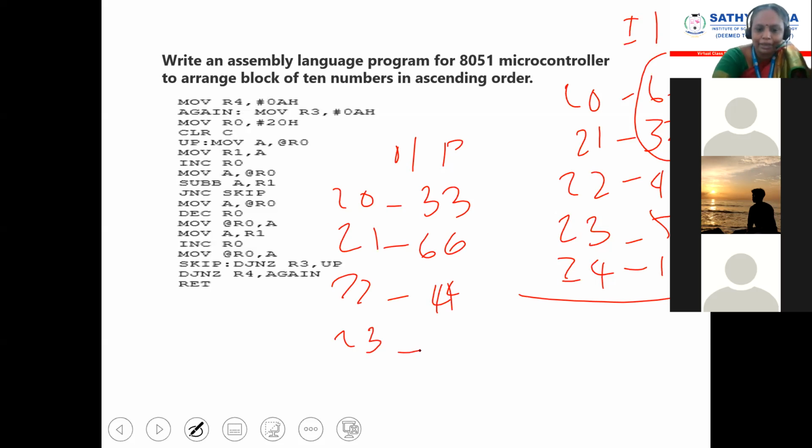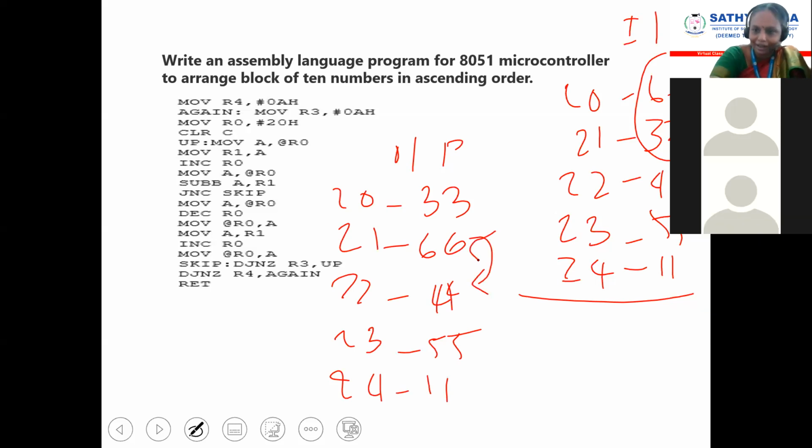It will compare the consecutive memory. Then it will compare 66 and 44. What happened? We have to shuffle the data, so 44 has to come first and 66 has to come later. Then 66 and 55 will compare, and we get 44, 55, 66. Then it will compare 66 and 11, so we get 44, 55, 11, 66.